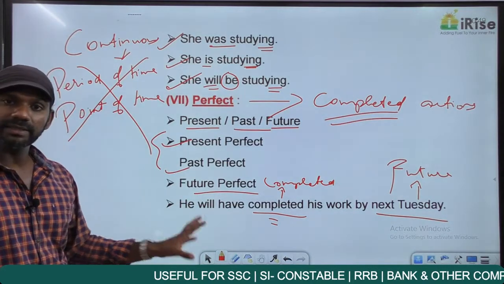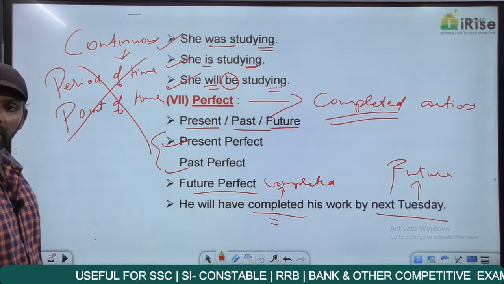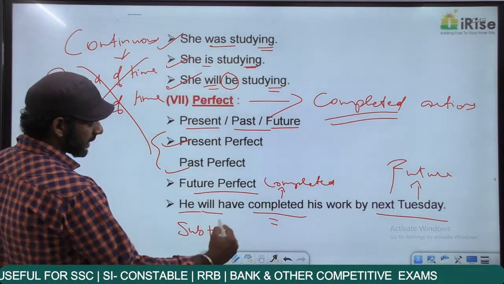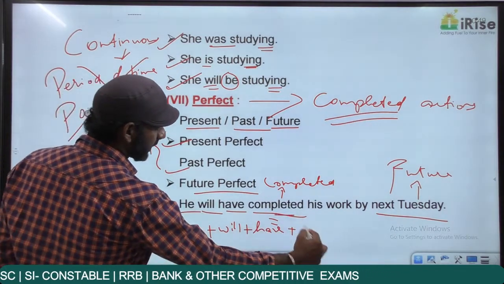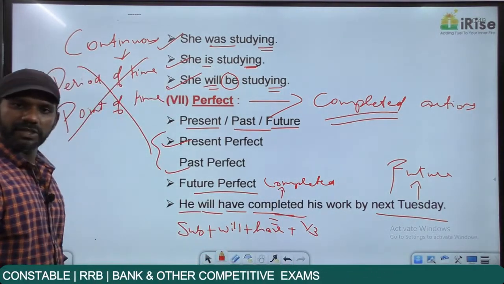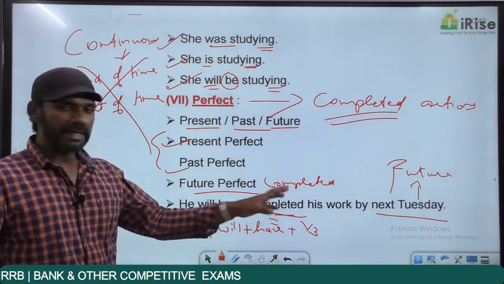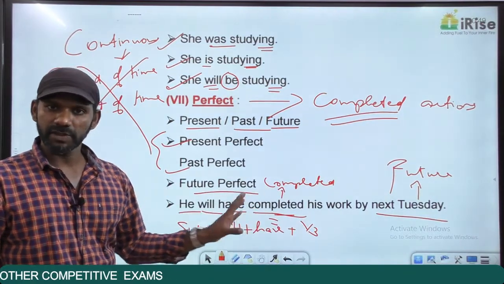We'll see whether this statement is in the future perfect tense or not. He will have completed his work. The subject here is he plus will plus have plus completed, which is V3 here. Subject plus will plus have plus V3 is future perfect. The sentence talks about an action that gets completed in the future. It must be in the future perfect tense.